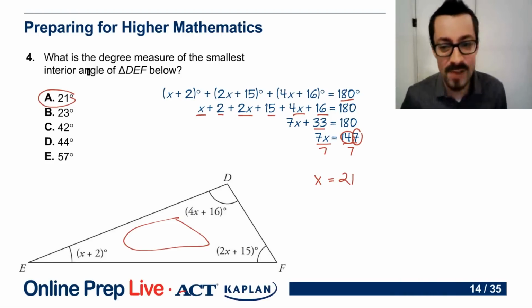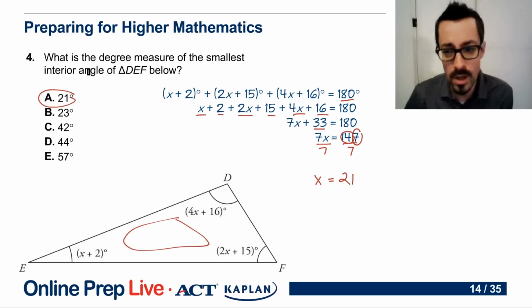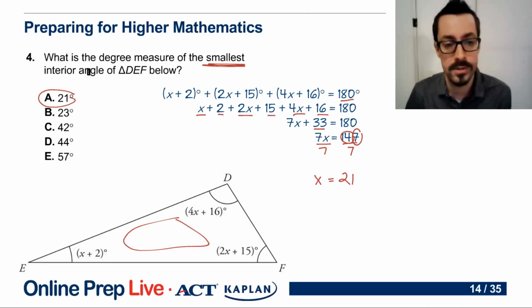You might have been very, very tempted after doing a bunch of math like this to go 21. I got 21. It's an answer choice. Huzzah! But you've got to be really careful and make sure you're answering the right question. They want to know what is the smallest angle of this triangle. So you've got to take one more step and go, okay, which angle looks like it's going to be the smallest? It's going to be this guy right over here, the x plus 2.